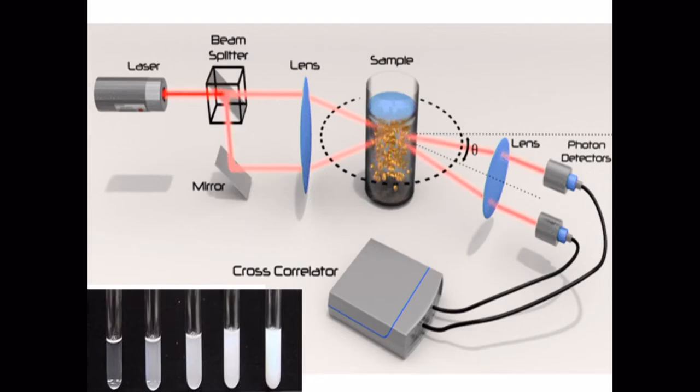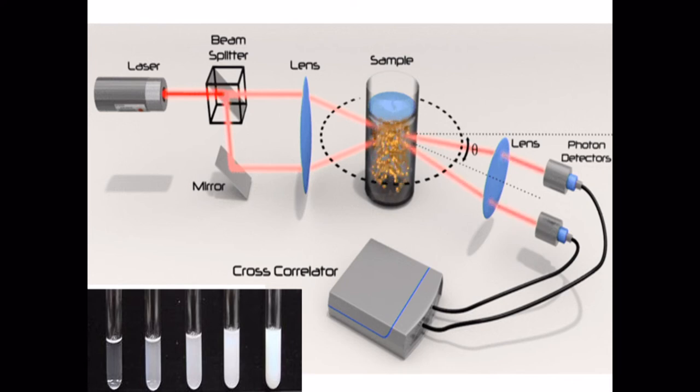Right, this is a simple thing. We try to make a solution, and the laser from the machine goes there. It gets scattered, light scattered, and we try to observe it through a detector when the size of the particle is closer to the wavelength of the laser.